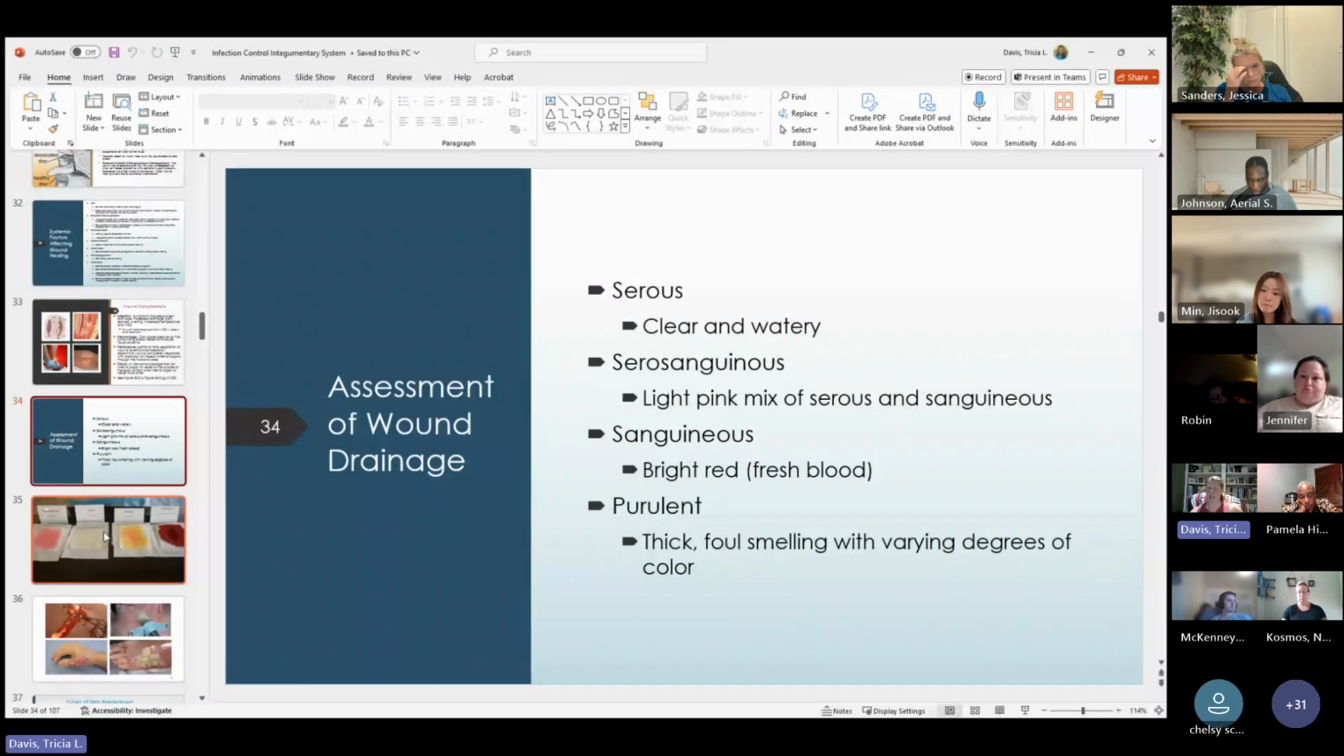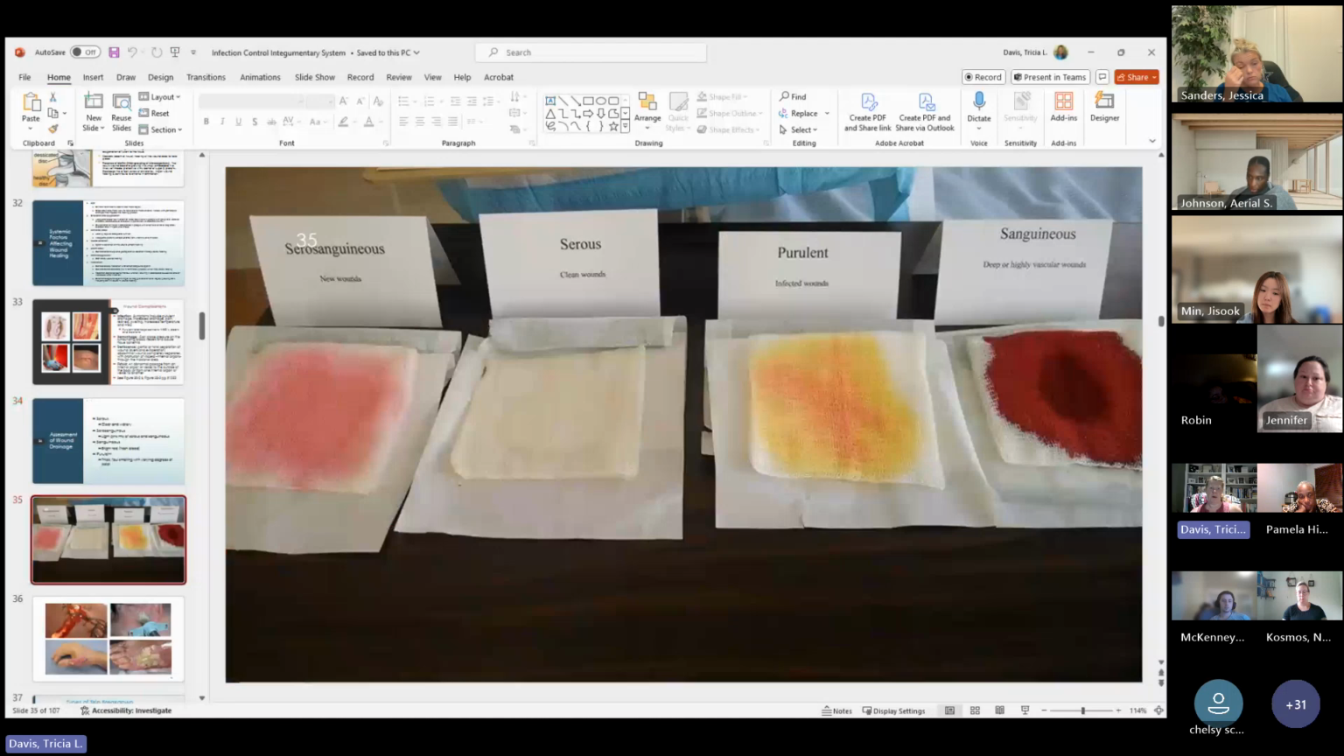This slide right here shows you a good example of what your drainages look like. On the left is your serosanguinous. That's your in between, so not clear, but not bright red. Next is serous. Let's go back to serosanguinous. Serosanguinous is very common, what you will see in your new wounds.